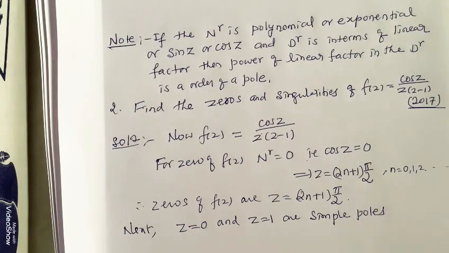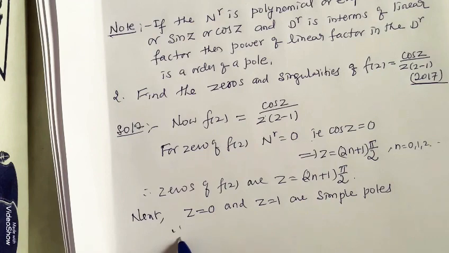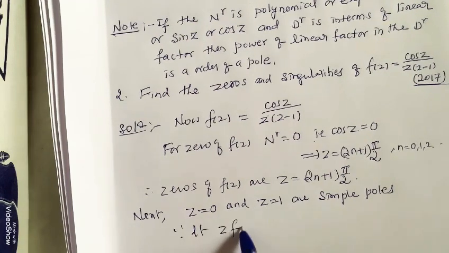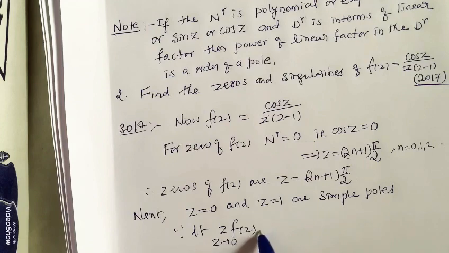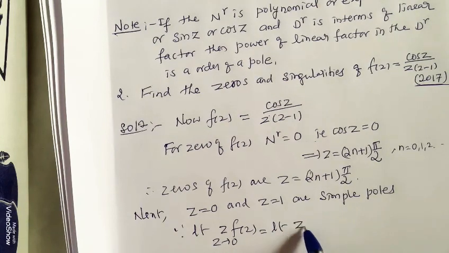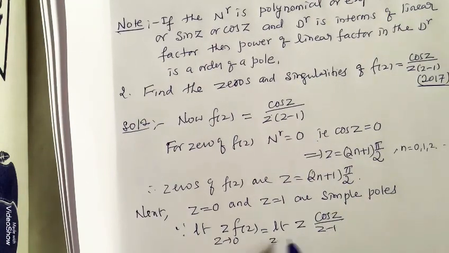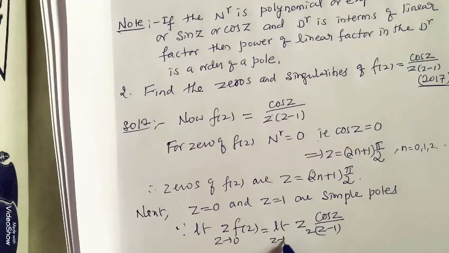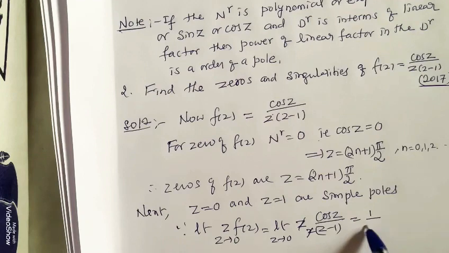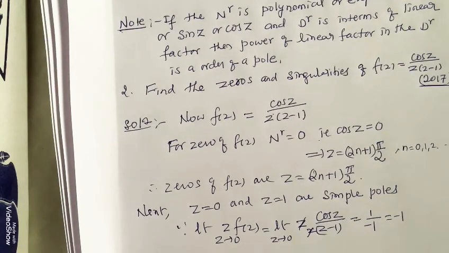Because here, by the definition of a pole, the limit of z into f(z) as z tends to 0. The limit of z into f(z) is what? Cos z divided by z minus 1 as z tends to 0. z and z get cancelled. Put z is equal to 0: 1 upon minus 1, this is minus 1. So it exists finitely. Because in case of a pole, you are writing the limit of (z minus a) raised to m into f(z) as z tends to a, and it must be finite there.